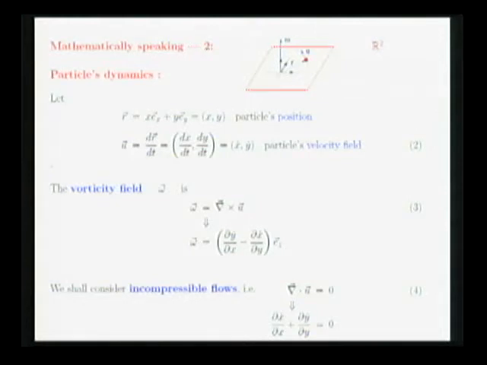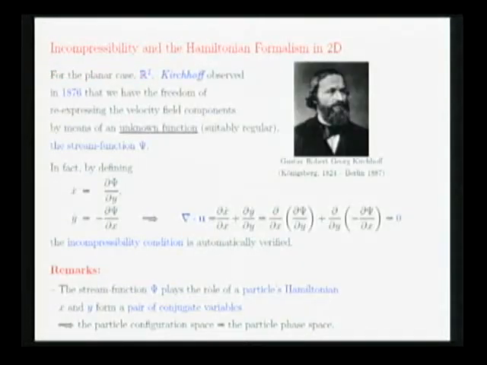So let's start with the example of R2, the plane. As I said, we have our particle with two coordinates, x and y. We have the velocity field, and we have the vorticity field, and we introduce this incompressibility condition. Now, the incompressibility condition was already known in the 19th century. Kirchhoff realized that it allowed us to introduce an unknown function, the stream function, that allows us to rewrite the velocity components in this Hamiltonian form. Because, in fact, if we plug this in here, the condition is automatically verified.